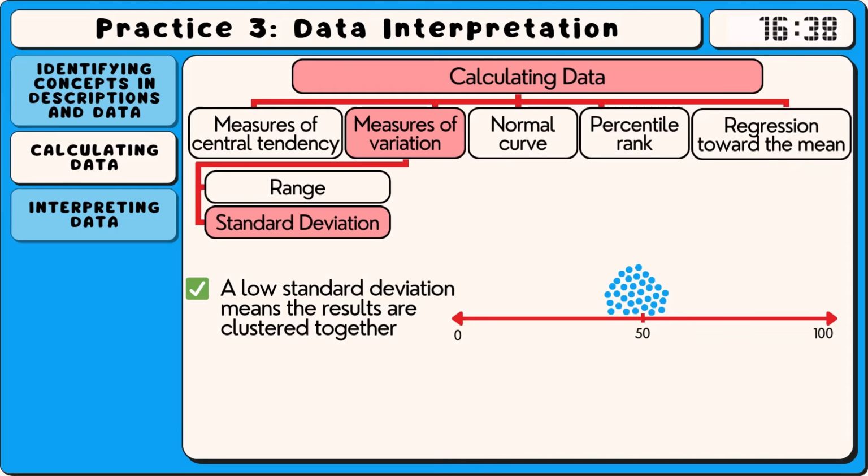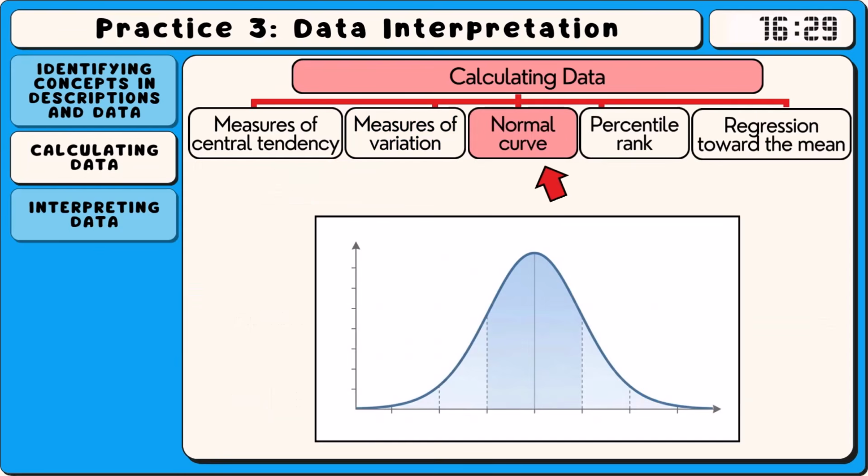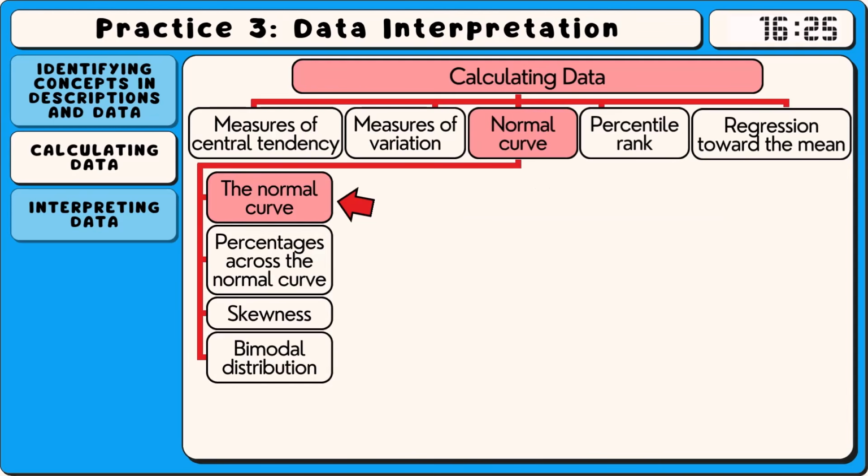Overall, here's the key takeaway. A low standard deviation means the results are clustered together, and a high standard deviation means the results are spread out. Now we'll move on to the bell curve, which you can see on the screen now. For this, we'll look at the normal curve, percentages across the curve, skewness, and bimodal distribution.